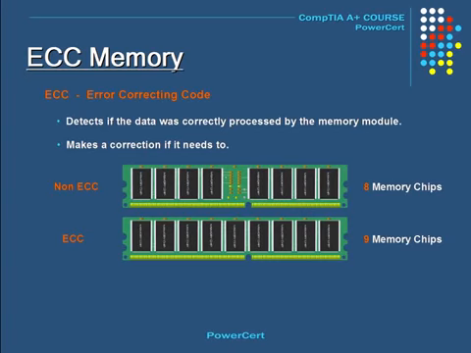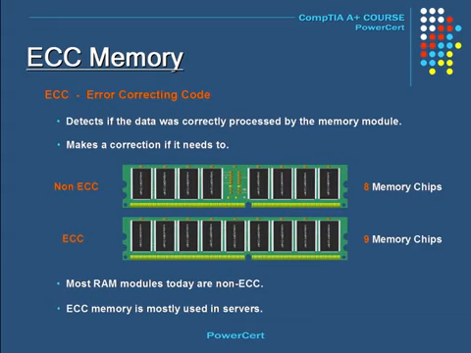Most RAM modules today are non-ECC, because of the advance in technology that has minimized memory errors and made non-ECC RAM more stable. Typically today, ECC memory is mostly used in servers because servers need to be up and running at all times, and using ECC memory is just an extra precaution to guard against any memory errors.